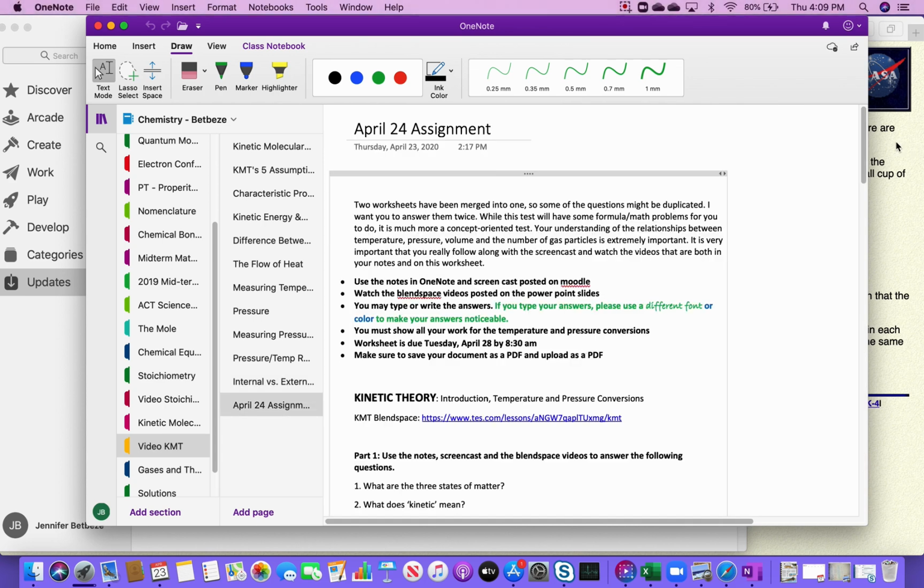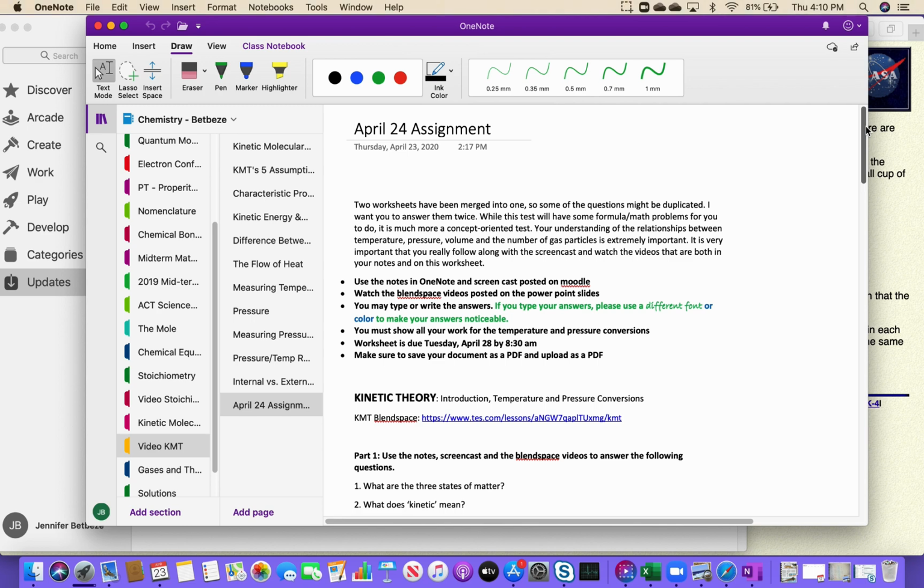All right, so that is your lecture for today on kinetic molecular theory and how kinetic molecular theory ties in to temperature, the flow of heat, pressure, all of our different measurements for pressure, how to convert between those different measurements of pressure, and internal versus external pressure.